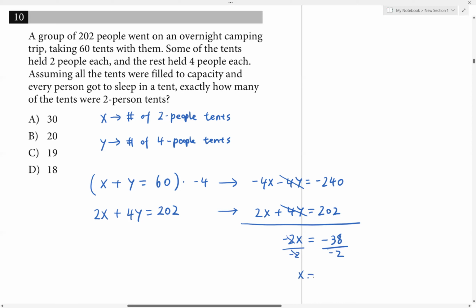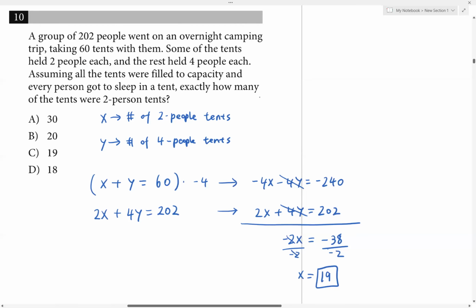Then we can divide by -2 here. That cancels, and we get x equal to -38 divided by -2. The 2 negatives cancel, we get 38 divided by 2, which is 19. So x is equal to 19. And what does the x value represent? It represents the number of 2-person tents. So that should be the answer, right?